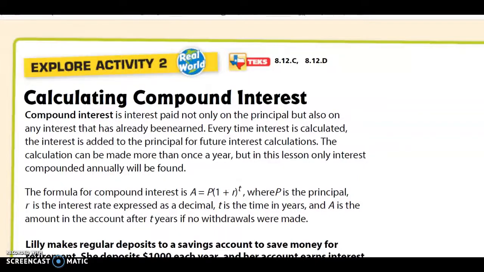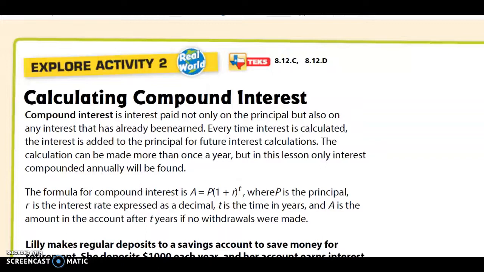Hello, you guys. I am going to be talking about calculating compound interest today. Now, compound interest is the most common type of interest that is either charged or earned on most accounts. It's going to be something that is paid not only on your principal, as the wording says there, but also on any interest that you have previously earned. Every time interest is calculated, the interest is added to the principal for future interest calculations.